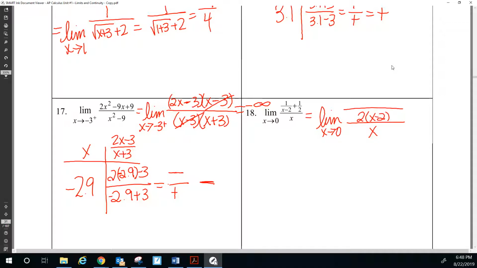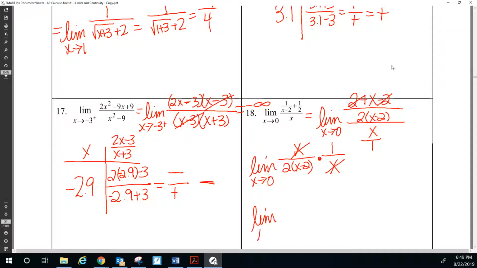This guy needs to be multiplied by 2 to get to the common. The other one needs to be multiplied by x minus 2 to get to the common. The 2's will cancel, which means I've got the limit as x approaches 0 of x over 2 times x minus 2. I'm going to go ahead and flip that bottom fraction and multiply by the reciprocal. That allows us to cancel out the x. And that gives me the limit as x approaches 0 of 1 over 2 times x minus 2.